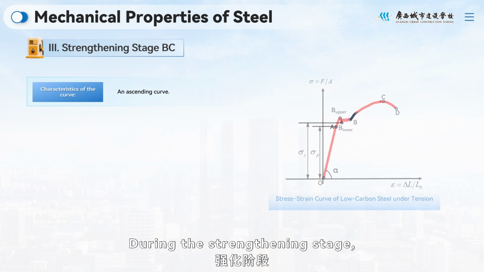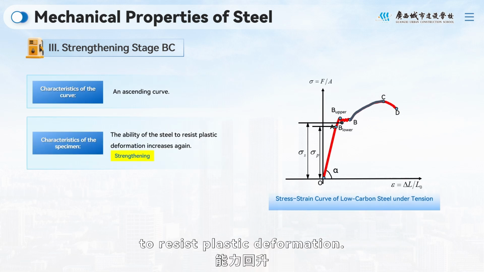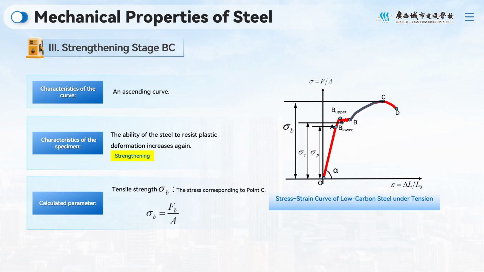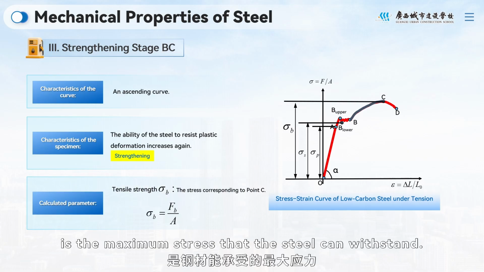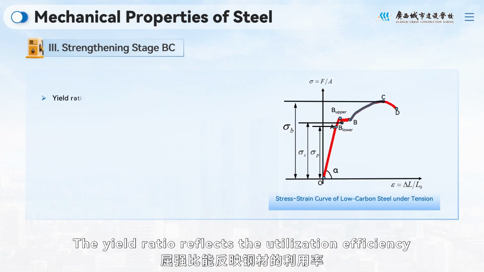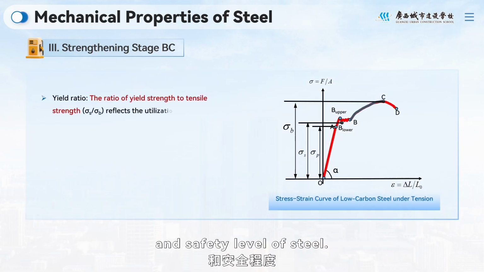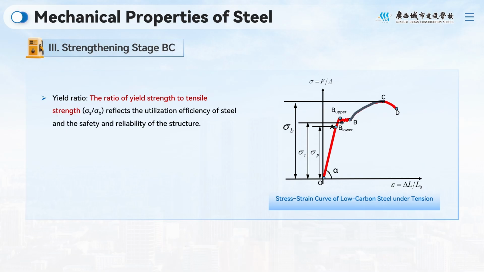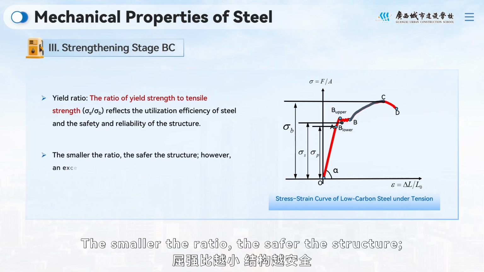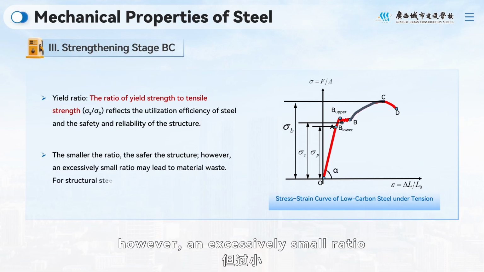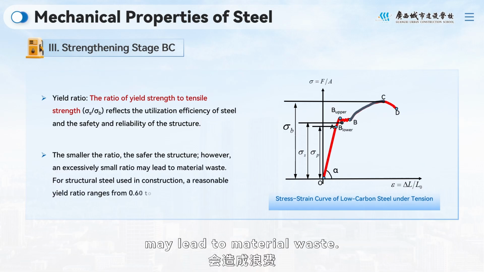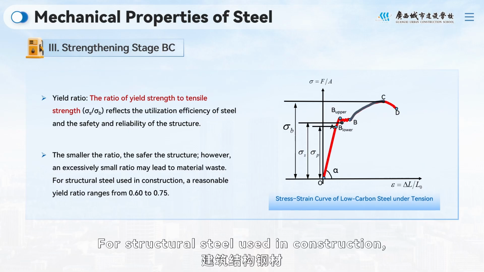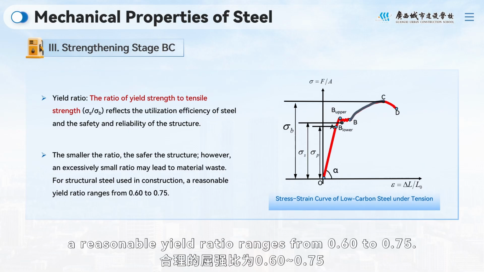During the strengthening stage, the steel regains its ability to resist plastic deformation. The tensile strength sigma b is the maximum stress that the steel can withstand. The yield ratio reflects the utilization efficiency and safety level of steel. The smaller the ratio, the safer the structure. However, an excessively small ratio may lead to material waste. For structural steel used in construction, a reasonable yield ratio ranges from 0.60 to 0.75.